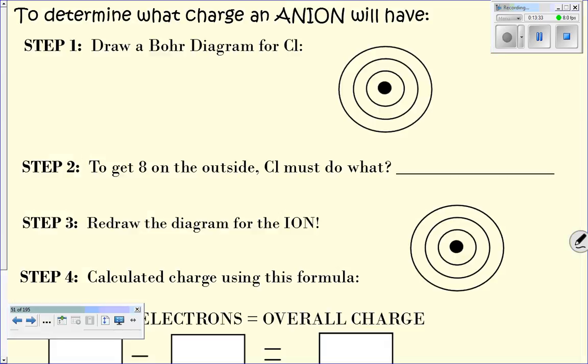So we're going to start by drawing a Bohr diagram for chlorine. Chlorine's configuration is 2, 8, 7. Again, exact placement doesn't matter, but I like them kind of paired like that. To get 8 on the outside, chlorine can either lose all 7 of these, and then that inner ring will be 8, or it can just gain 1. Electrons aren't like money. They're just as easy to gain as they are to lose. So what chlorine's going to do is it's going to gain 1 electron.